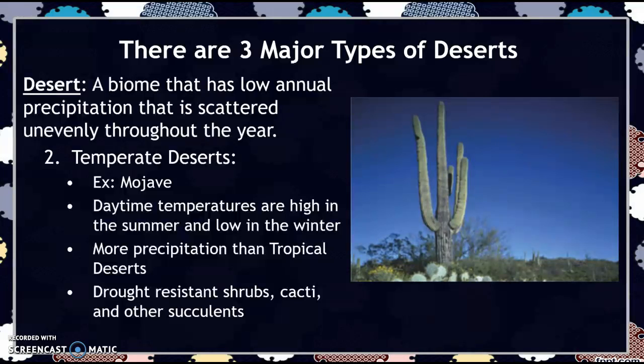We also have temperate deserts. So this is kind of what we see in the New Mexico, southwestern United States. We have high daytime temperatures in the summer, low in the winter. There's more precipitation here than in tropical deserts, and this is what you think of when you see these big cacti, drought-resistant shrubs, and other succulents.